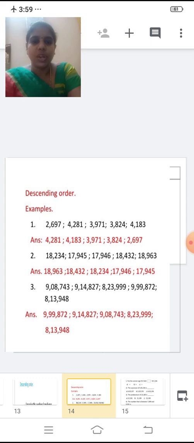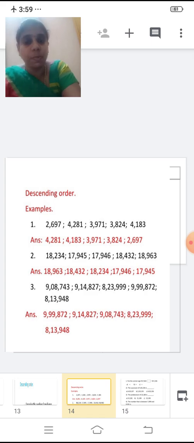Yes, you have to compare the leftmost part. In the 10,000 place all the digits are the same. Now compare the thousands place. The first, fourth and fifth numbers have 18,000, right? Now compare the hundreds place. The last number has 9 in the hundreds place, which is bigger. So 18,963 is the biggest number.